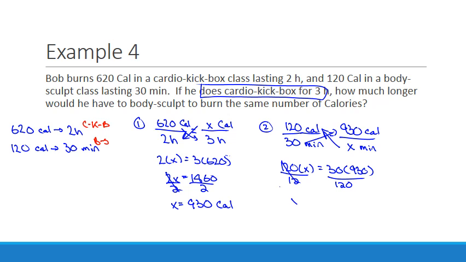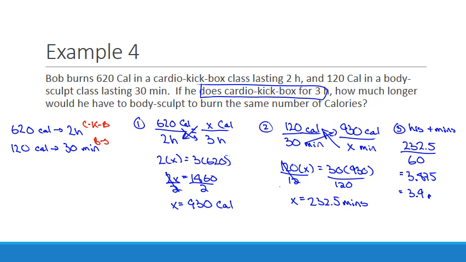I did this one a little bit differently. I didn't show all my work there. So I end up getting 232.5 minutes. Let's figure out what that is in hours. I'm going to squeeze this in here. If I divide that by 60, that's a good way to start. That's 232.5 minutes divided by 60. It works out to 3.875, or 3.9 hours.